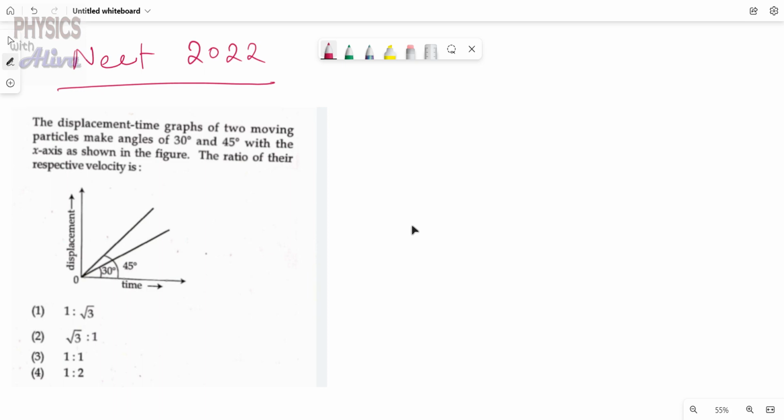We can see here a graph is given of displacement versus time. You can see the displacement versus time graph. This is the displacement axis and this is the time axis. And these are the two graphs, right?